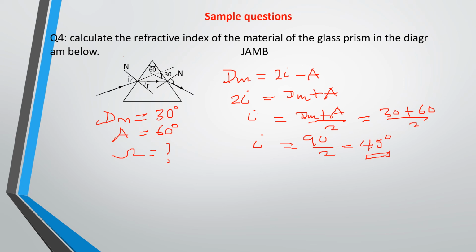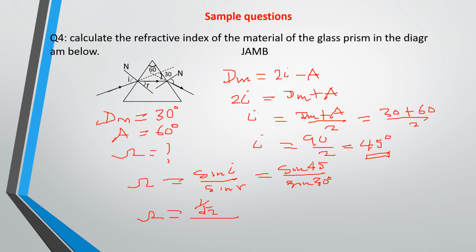From Snell's law, we are told that refractive index is equal to sine i all over sine r. So if you substitute in this equation, we have sine 45 degrees all over sine 30 degrees. From your trigonometrical ratio, sine 45 degrees is equal to 1 over square root 2, and sine 30 degrees is equal to 1/2. So we can write it that way: (1/√2)/(1/2).